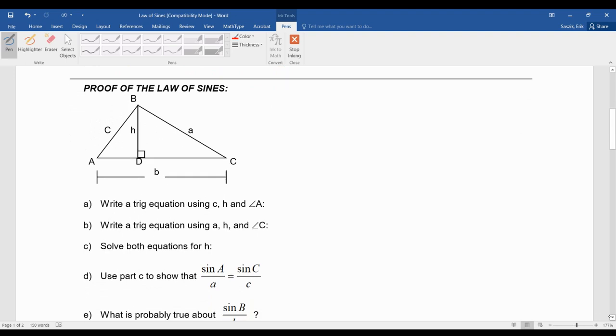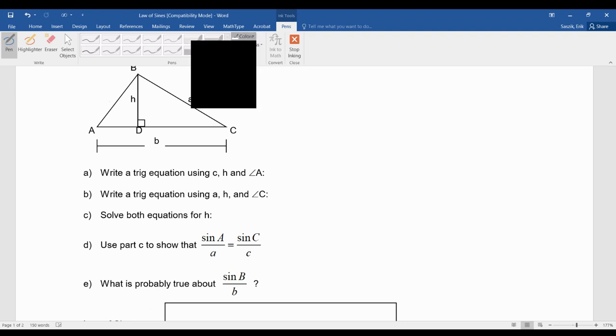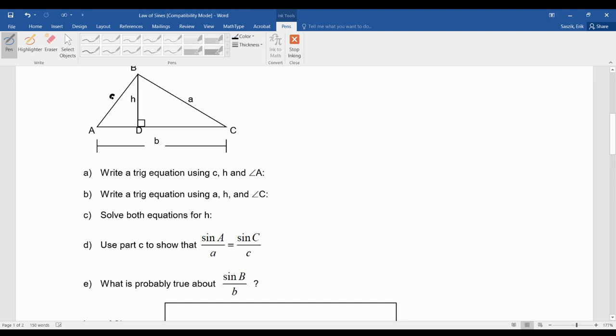So there's something called the law of sines. Here you have a step-by-step way of how to prove this. Write a trig equation using, this should be a little c here. You know what? Let's fix it. We can white it out. That should be a little c, okay? Write a trig equation using little c, h, and angle A.